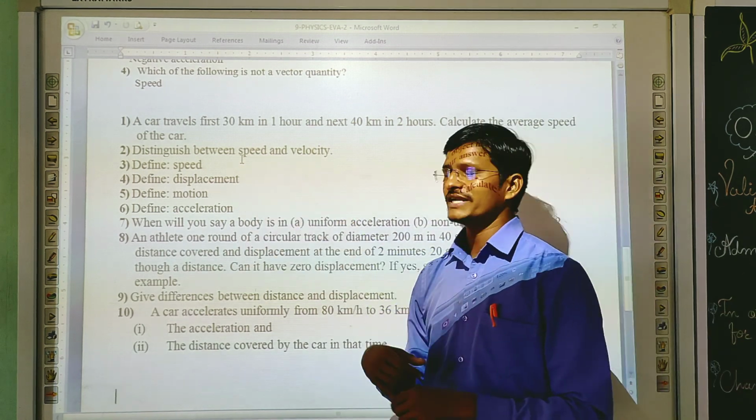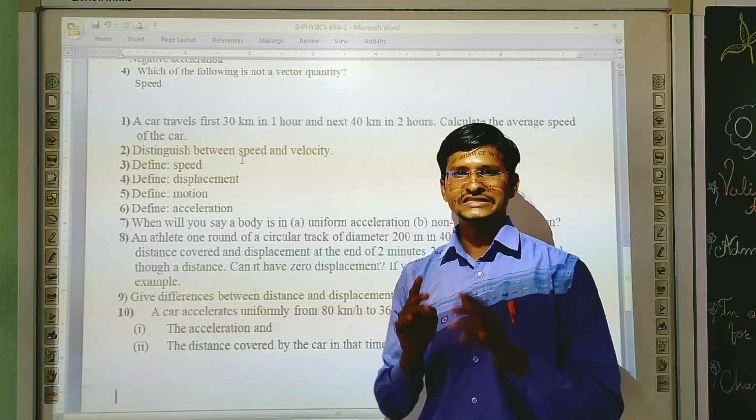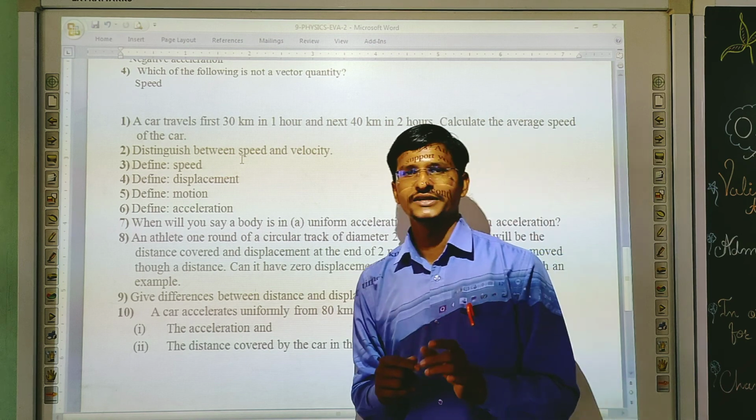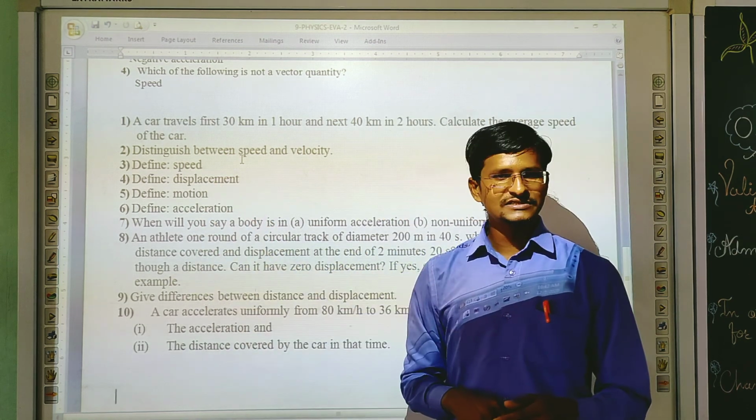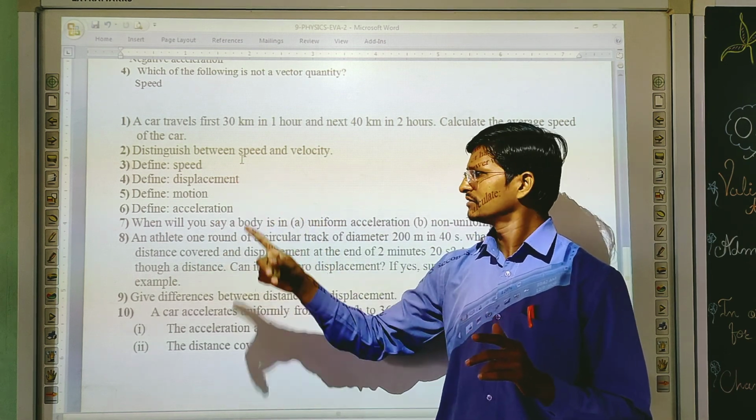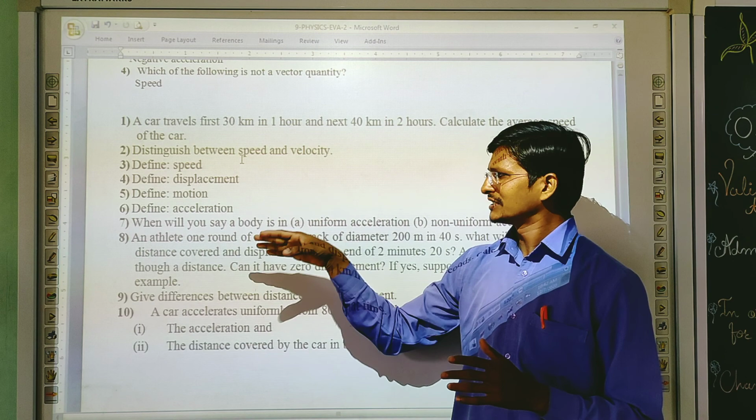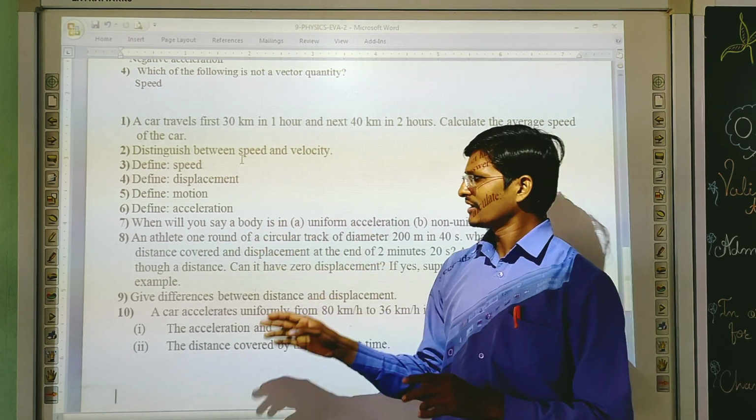Distinguish between speed and velocity. Most of the time this is asked, speed and velocity. Distinguish, differentiate between speed and velocity. Now these are definitions. What is displacement? What is motion? What is acceleration? What is retardation? What is velocity? Okay, all types of questions can be asked.